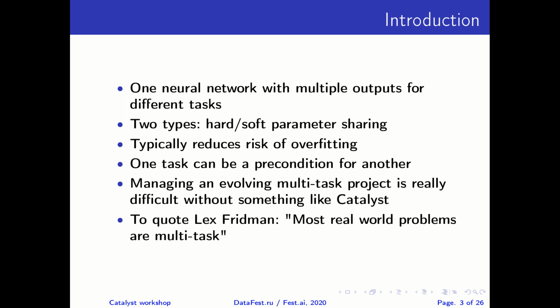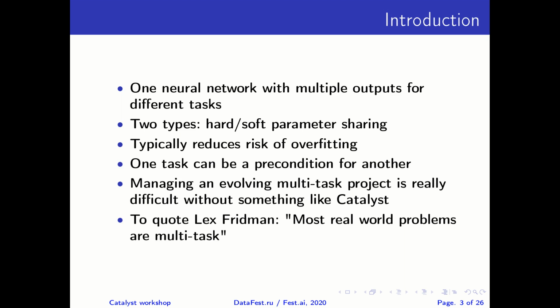But there are complex relationships. There are papers which show that sometimes some tasks actually interfere with the learning for other tasks. So this is not 100% true, but typically it does reduce the risk of overfitting. And one interesting thing is that you have multiple outputs for the different tasks, but sometimes one of the tasks may be a precondition for another. We're going to see an example for that and how we're handling it.